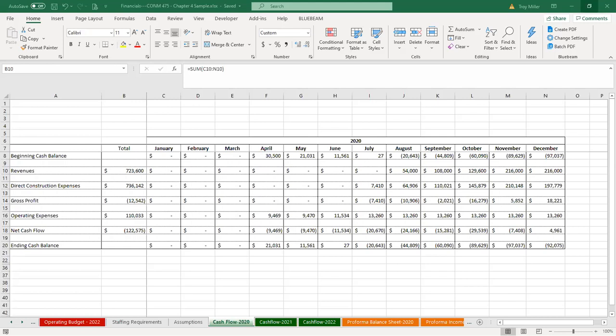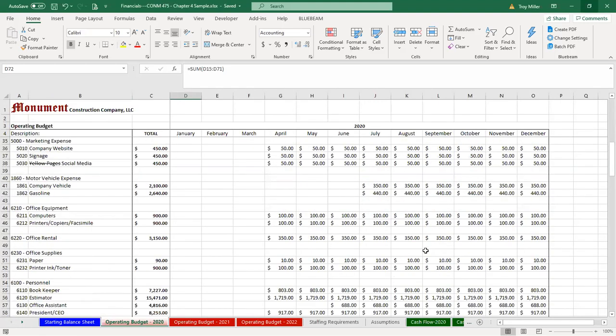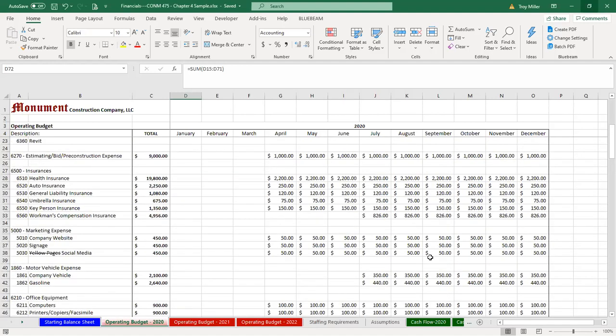So let me just start off and make a couple of observations here. When we did the operating budget, let me come back here to my operating budget. On my operating budget, basically what we're trying to do is create an estimate for what it's going to cost us to run our business. Now, I'll show you as I go throughout the cash flows today. After I went through and created my 3 cash flows, I went back and actually modified my operating budgets for each of the 3 consecutive years.